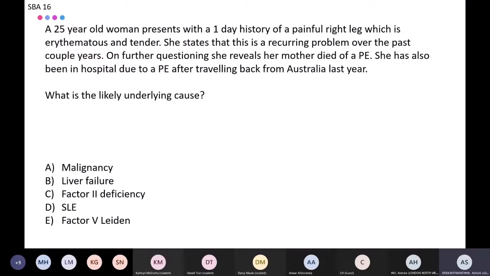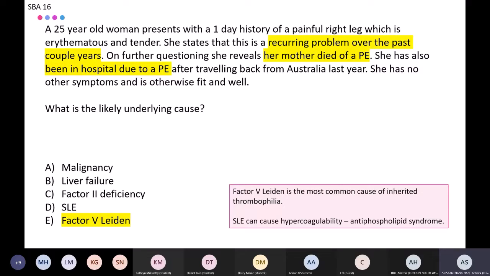I'll give it a few more seconds. Okay, so I think people put down C. The answer is actually E.